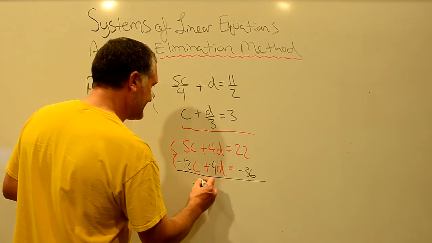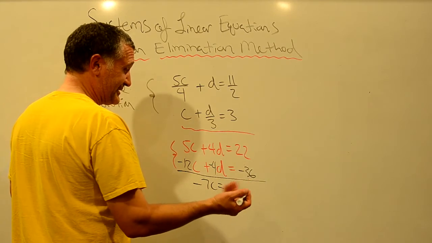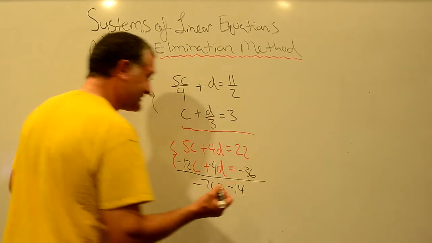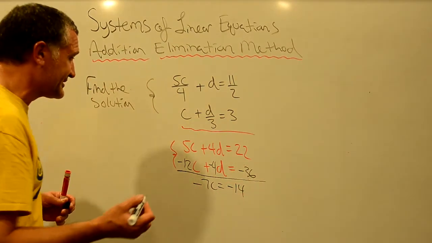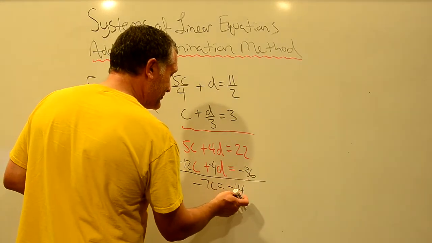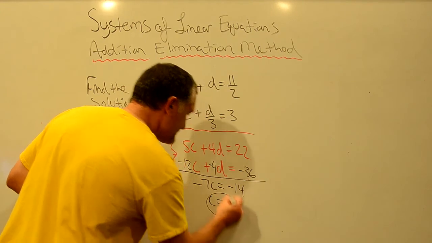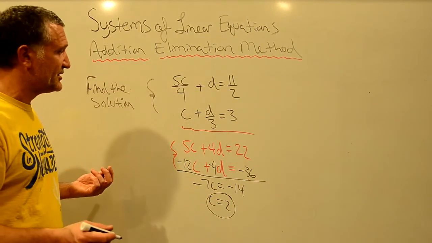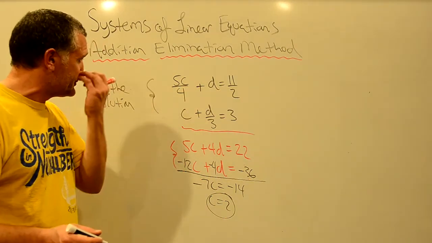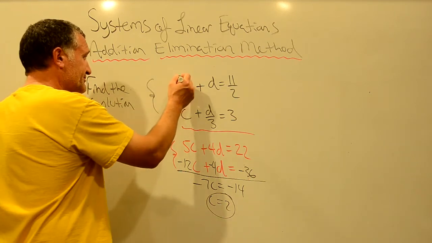I end up with -7c equals, I don't know, what the heck's 22 minus 36? What is it, 14? So it's -14. Like I said, the toughest thing in math for me, adding and subtracting, is brutal. Thank God for calculators. -7 goes into -14 2 times. c equals 2. That's how easy it is. So now that I know c equals 2, I can plug it into any of these equations. I think I'm going to choose the top one, not that bad.